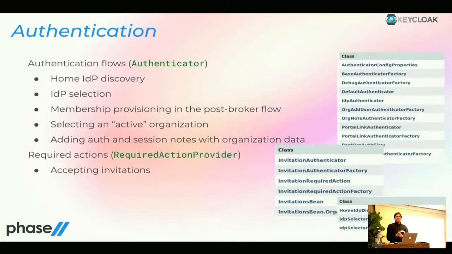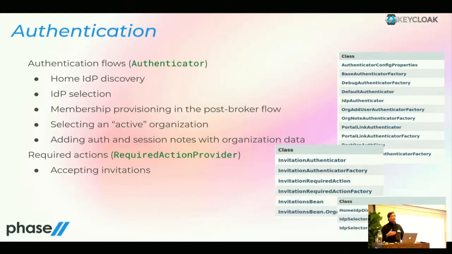So a lot of authenticators to make all the stuff work. As I said, we forked Sven Torben's home IP discovery, which has a couple of authenticators. We have the ability to select organization and select identity provider. So if a user is a member of multiple organizations, it's possible in the authentication flow to select which provider they will be logging in using.